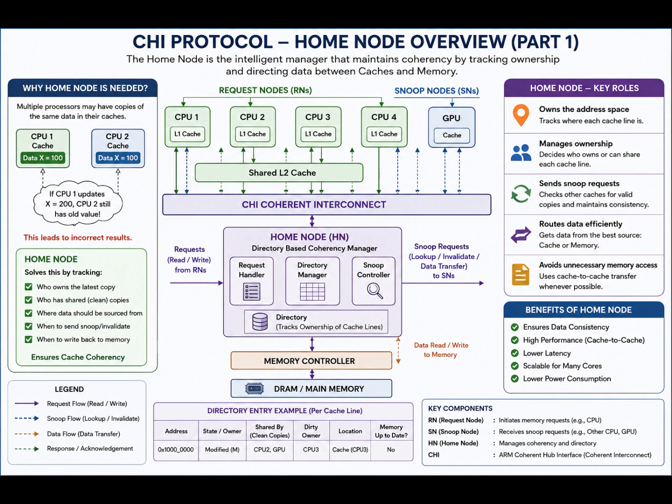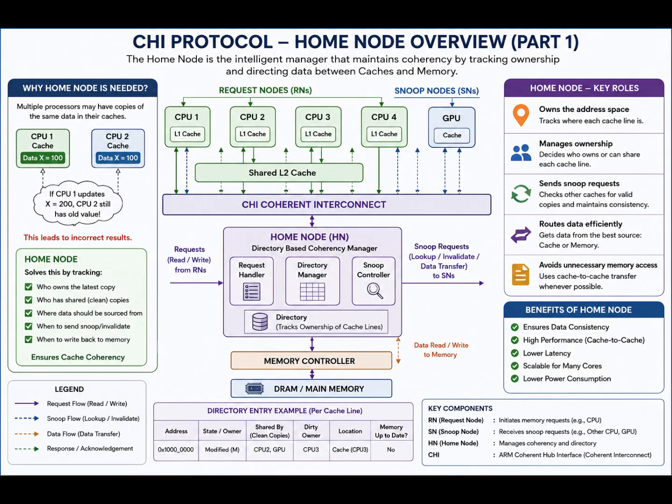The first component is the request node, often abbreviated as RN. A request node is any component capable of initiating memory transactions. Most commonly, CPU cores act as the request nodes. Software executes a load instruction or a store instruction. The processor generates the request. The request travels to the home node.